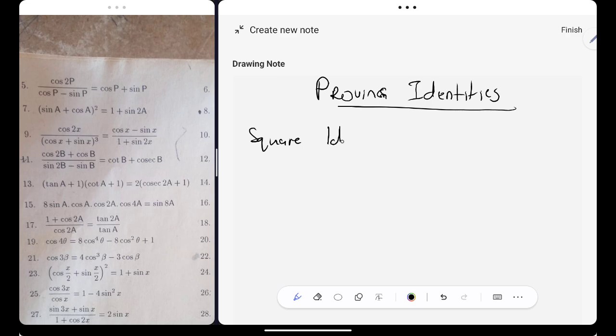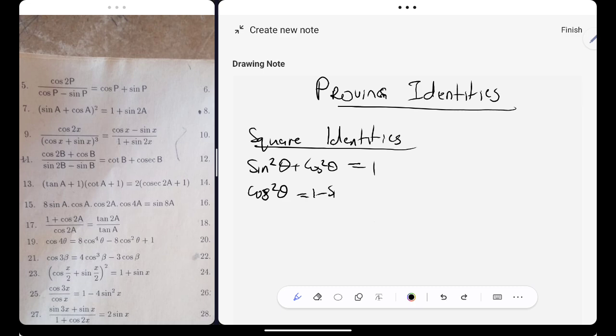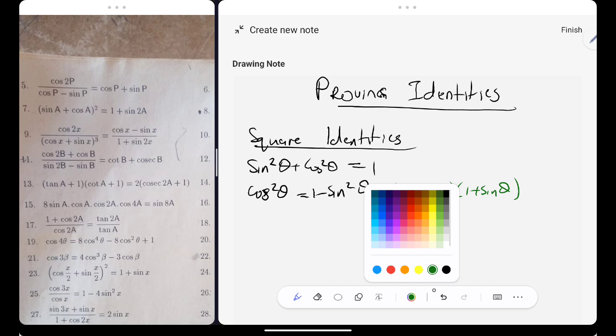So I have square identities, and square identities are sin squared theta plus cos squared theta is equal to 1, cos squared theta is equal to 1 minus sin squared theta, which can be further factorized to 1 minus sin theta and 1 plus sin theta, because it's the difference of two squares, right?